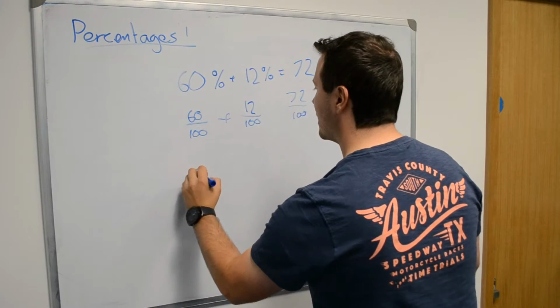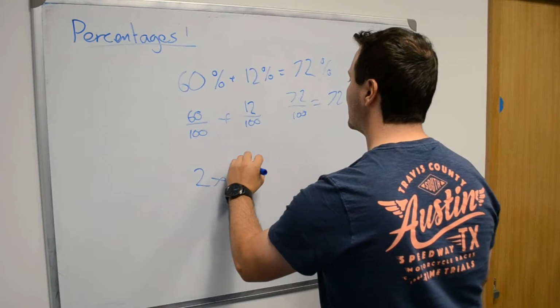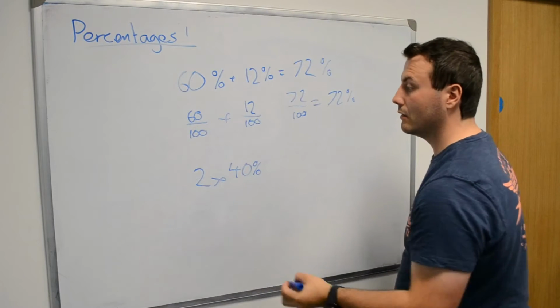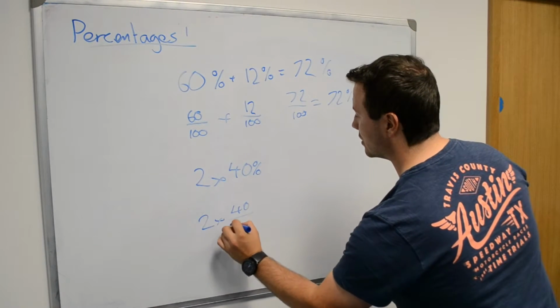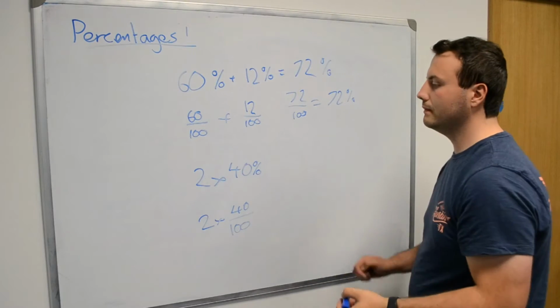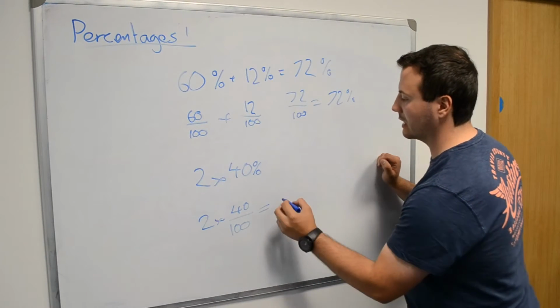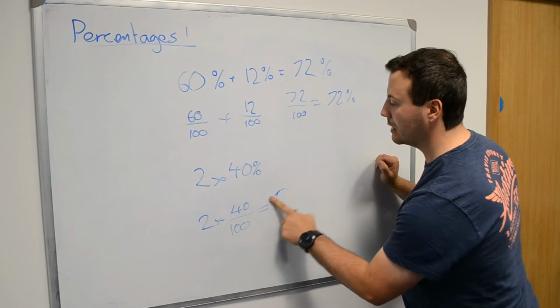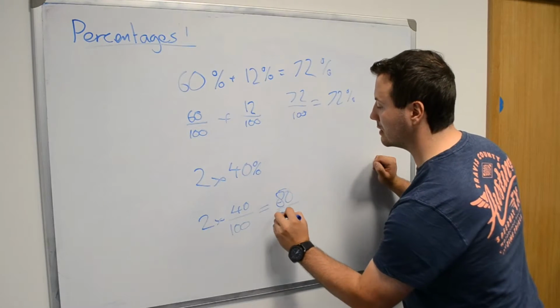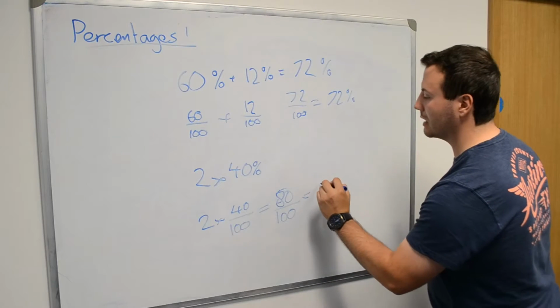And similarly, if you said 2 times 40%, really this is just 2 times 40 over 100. And this is going to give us 80 over 100, which is 80%.